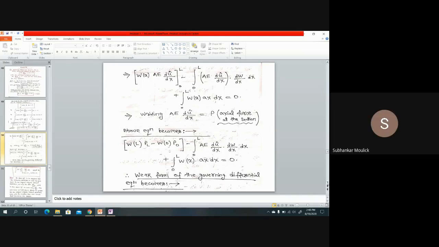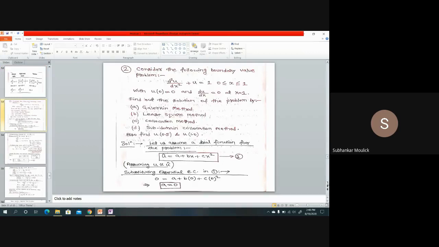Yes, sir. Okay, so let us solve the second problem. What is the second problem? Consider the following boundary value problem, that is d2u over dx2 plus u is equal to 1, 0 less than or equal to x less than or equal to 1, with u of 0 equal to 0. That means the value of u is 0 when x is 0, and du over dx is equal to 0 at x equal to 1.